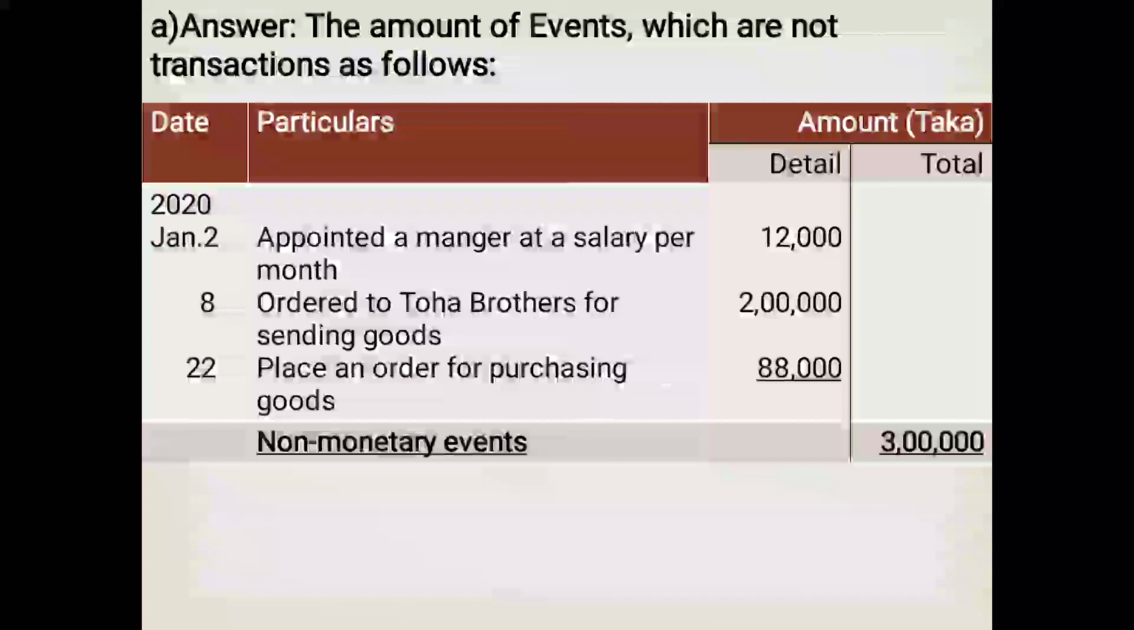Ordered to Tuha brothers for sending goods, taka 2 lakh in the detail column. Placed an order for purchasing goods, taka 88,000 in the detail column. Total amount of money for non-monetary events, that is non-economic events, taka 3 lakh. Dear students, I think you have written in your accounting practice copy the answer of A for the creative question.